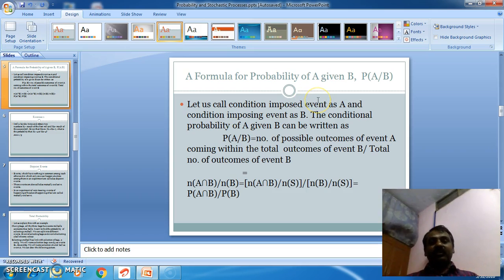Now let's see a formula for the probability of A given B, P of A by B. Let's call the condition imposed event as A and the condition imposing event as B. The conditional probability of A given B can be written as P of A by B is equal to number of possible outcomes of event A coming within the total outcomes of event B divided by total number of outcomes of event B, which is equal to number of A intersection B divided by number of B. This can also be written as number of A intersection B divided by number of S, divided by number of B divided by number of S, which is equal to probability of A intersection B divided by probability of B. So we can write P of A by B is equal to P of A intersection B divided by P of B.